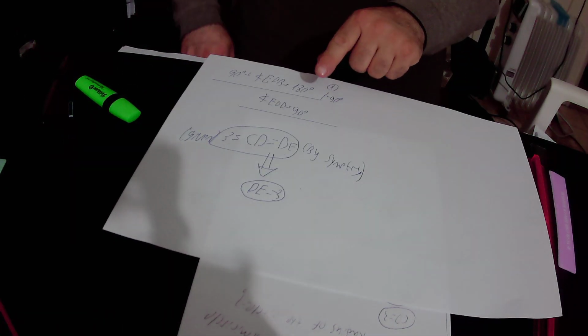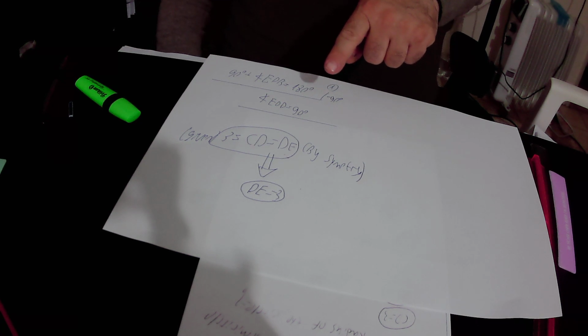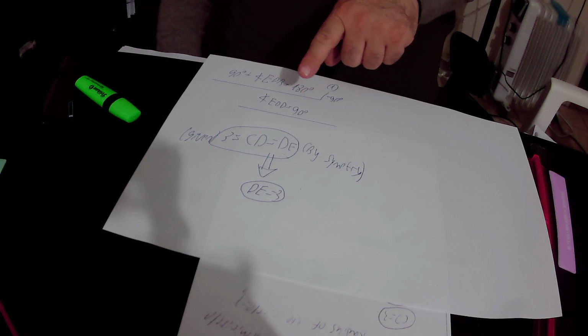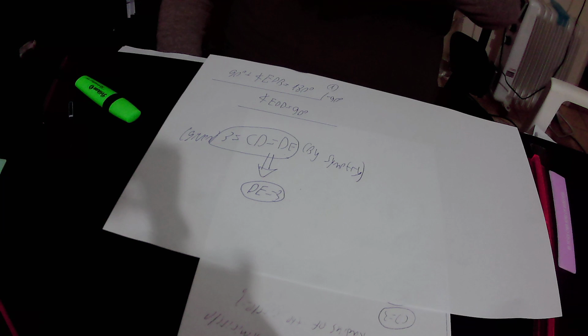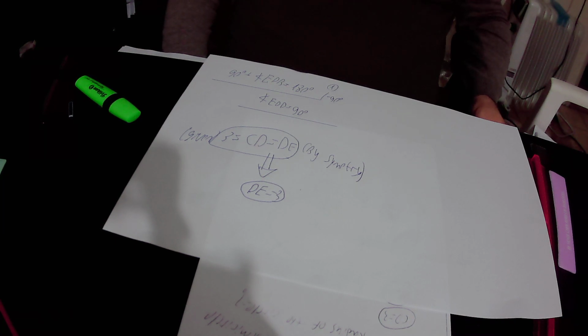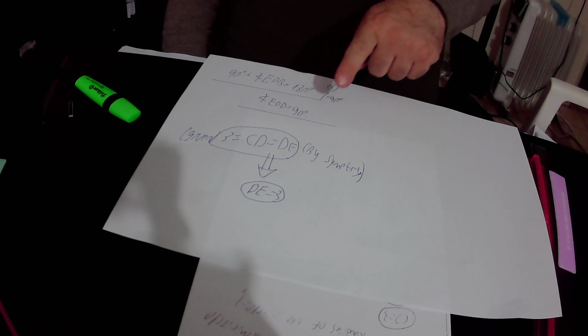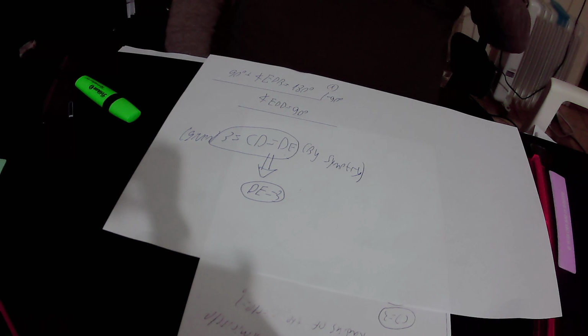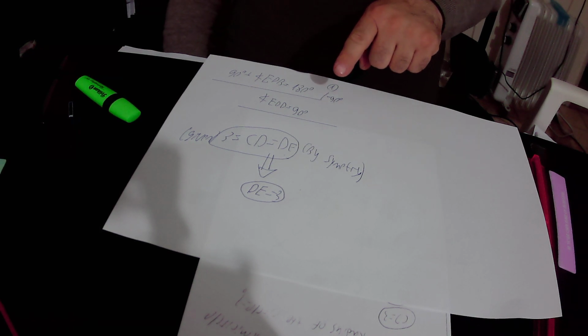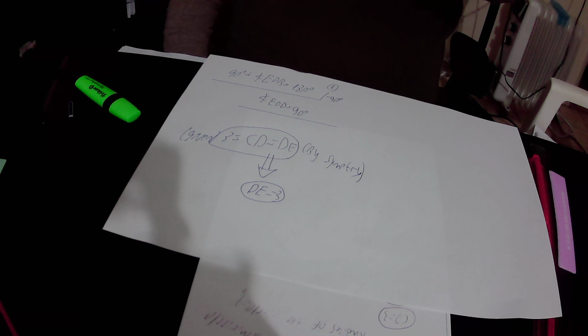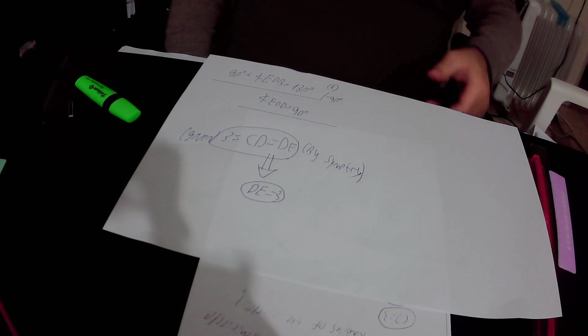CD equals DE because DE is the mirror image of CD, and the mirror image is always the same size as the image itself, but the direction is opposite. So CD equals DE by symmetry. Because DE is the mirror image of CD, they must be equal in length by symmetry.